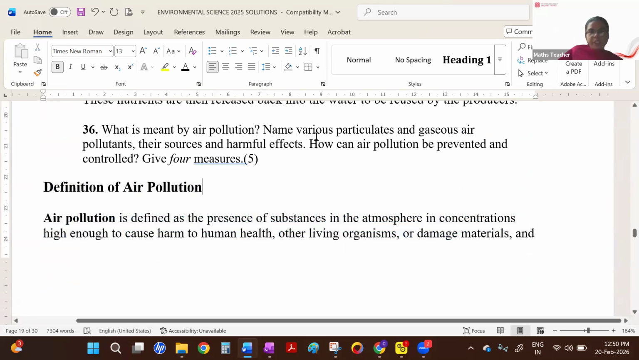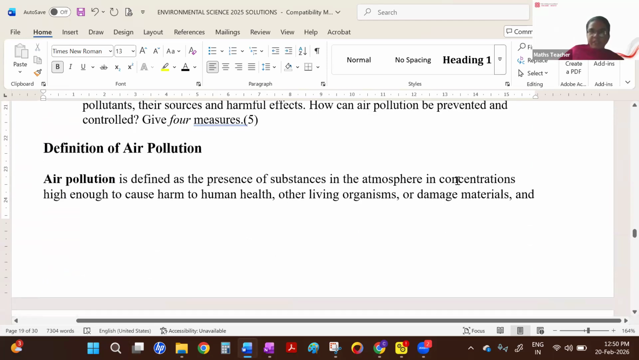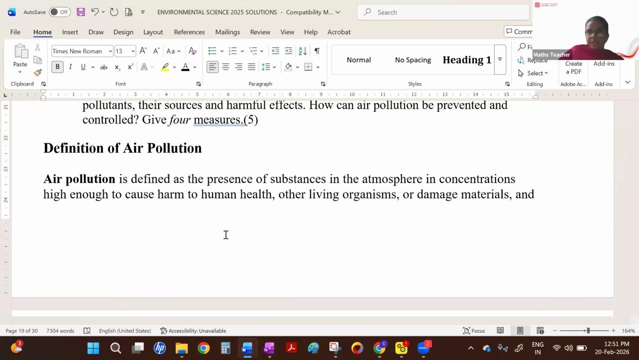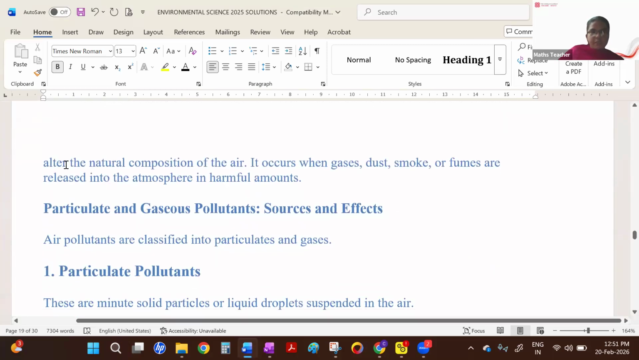What is meant by air pollution? And name the various particulate and gaseous air pollutants, their sources and harmful effects. How can air pollution be prevented and controlled? Give four measures. So you know what is meant by air pollution, right? What is air pollution? The presence of substances in the atmosphere in concentrations higher than the normal optimal level, high enough to cause harm to human health, other living organisms, or damage. So that is air pollution.